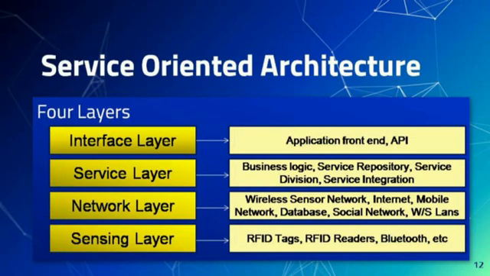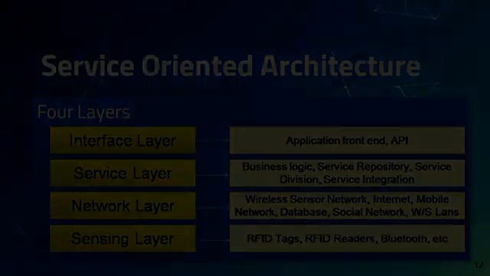Next we have the service layer. Services are business logic, service repository, service division and service integration. This is important for doing all the services. Next we have the interface layer. Application front-end and other APIs are used to process this interface layer. All these 4 layers make up the service-oriented architecture. If you do any kind of service in IoT, it has to go through all the 4 layers.